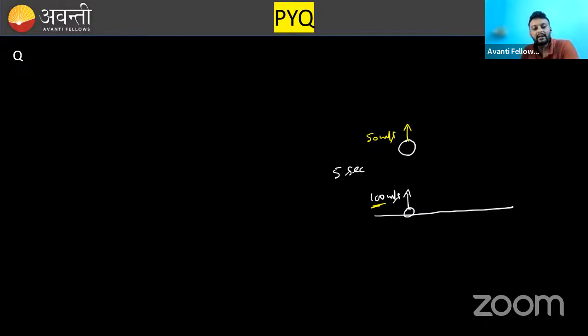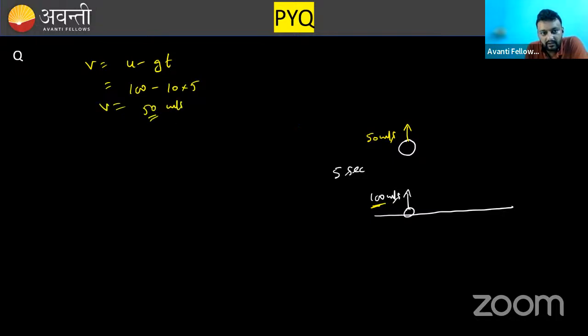Is it clear? How can I say that? You can use the relation v equals u minus gt. So initial velocity is 100 minus g is 10, t is 5. So final velocity is 50. So after 5 seconds, its velocity will be 50 meter per second. Is it clear? Now it is saying it explodes in two parts. Now it is exploded in two parts, part one and part two.